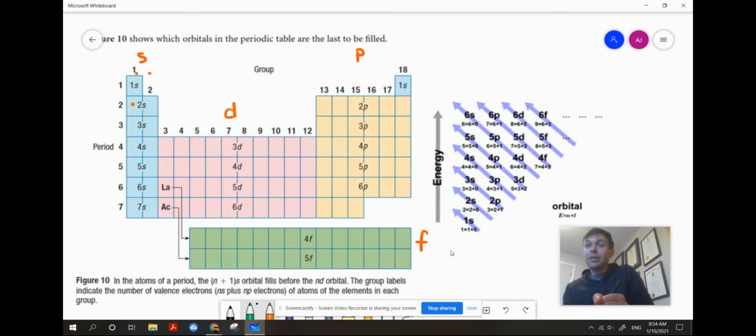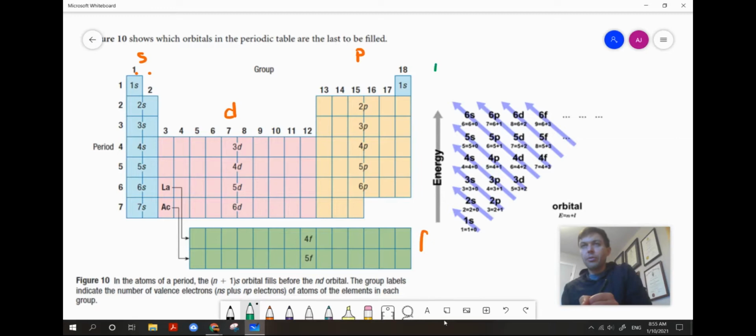So the period and the block that an element is found in tells you what sublevel its valence, or highest energy, or outermost electrons are found in. And this is incredibly helpful for navigating bonding and atomic structure. Let's now relate the structure of the periodic table to the order in which orbitals fill.